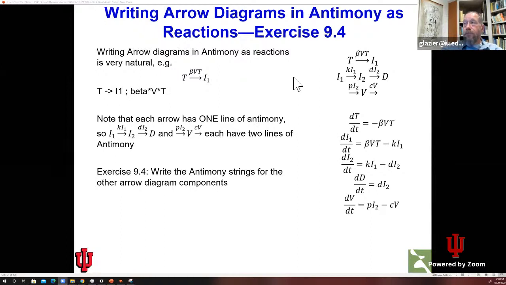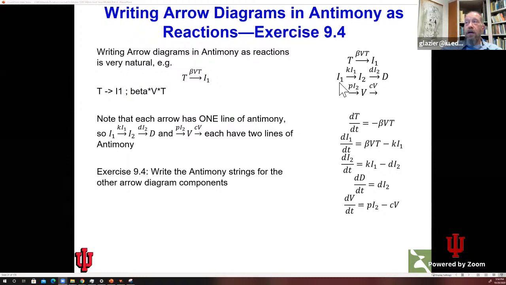Now, if I start with arrows and I'm writing Antimony, Antimony was designed to write arrow diagrams in a simple way. So this is the thing we've had the most experience with, is translating an arrow diagram like this into an Antimony string. T goes to I1 at a rate beta VT. T goes to I1, arrow I1, semicolon, beta times V times T. So that's straightforward.